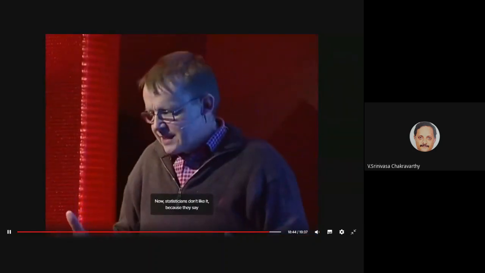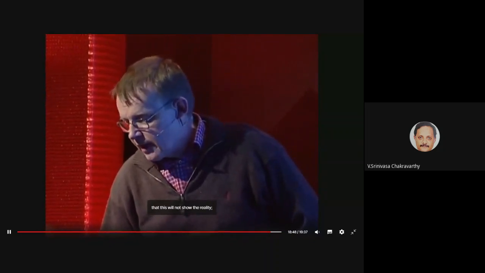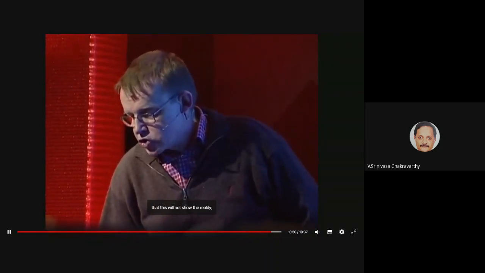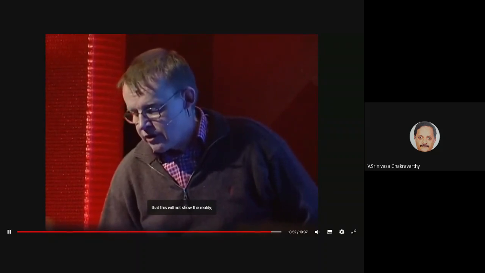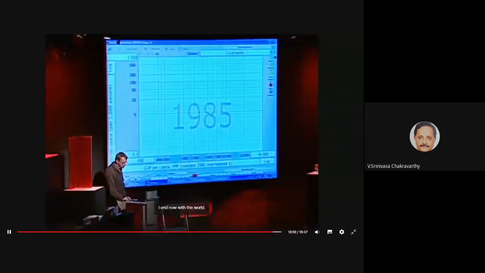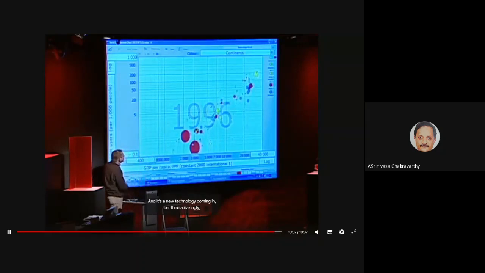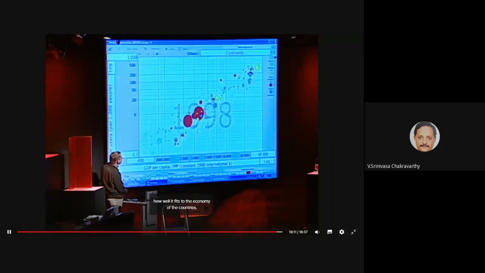Now, the statisticians don't like it because they say that this will not show the reality. We have to have statistical analytical methods. But this is hypothesis generating. I end now with a world. There the internet is coming, the number of internet users going up like this. This is the GDP per capita, and it's a new technology coming in, but amazingly how well it fits the economy of the countries.